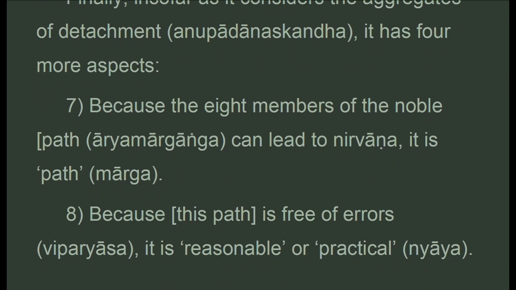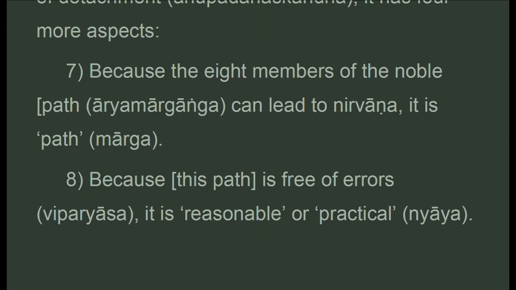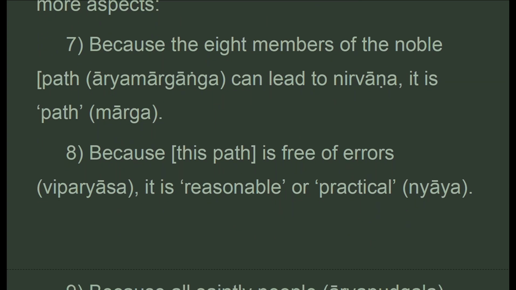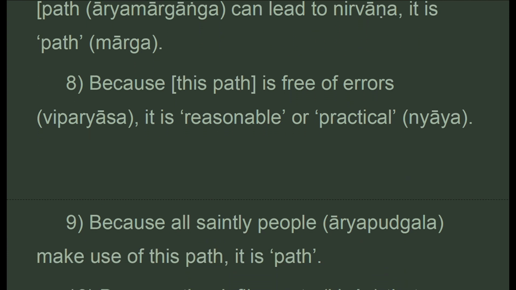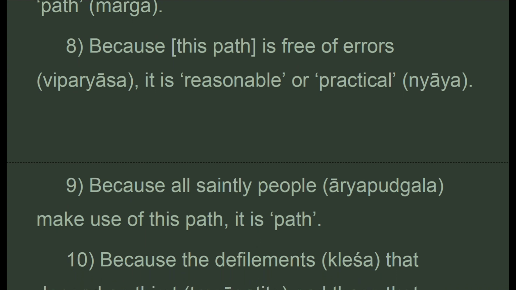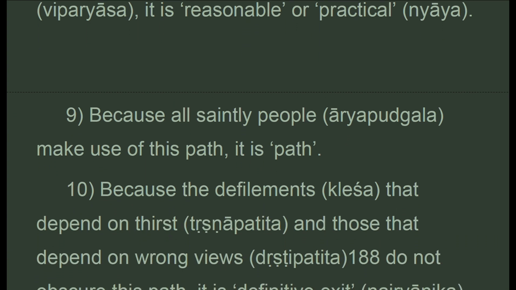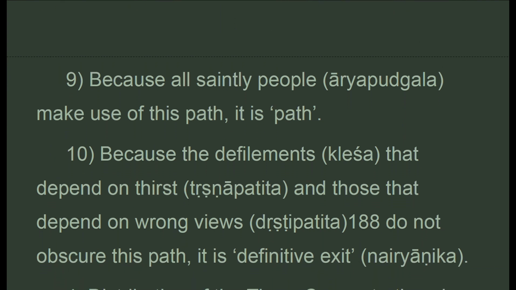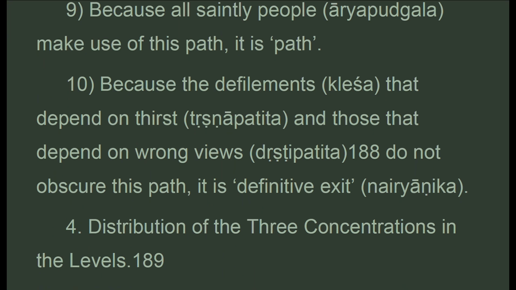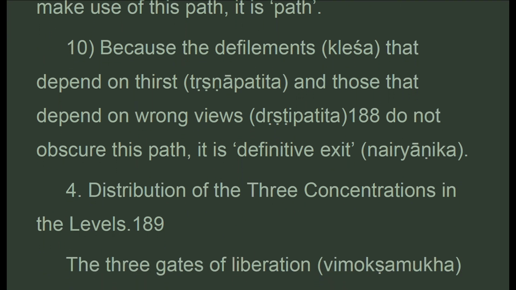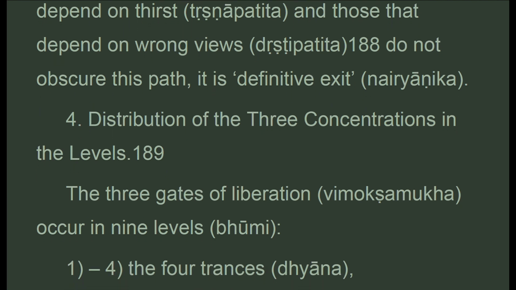7. Because the 8 members of the noble path can lead to nirvana, it is path. 8. Because this path is free of errors, it is reasonable or practical. 9. Because all saintly people make use of this path, it is path. 10. Because the defilements that depend on thirst and those that depend on wrong views do not obscure this path, it is definitive exit.